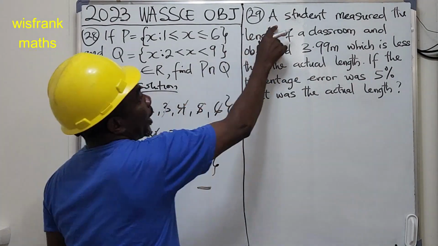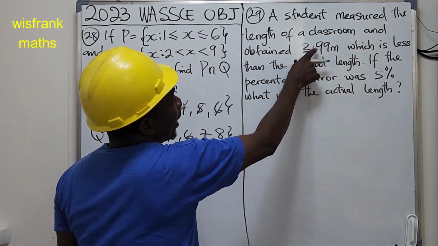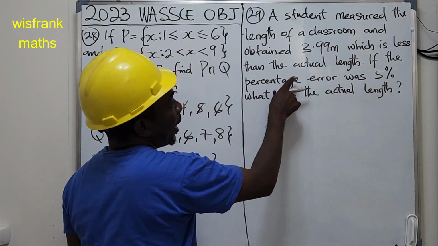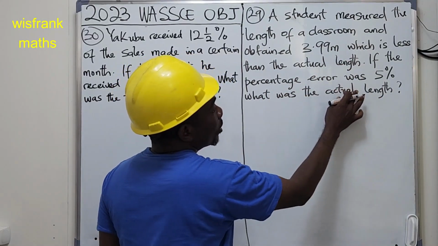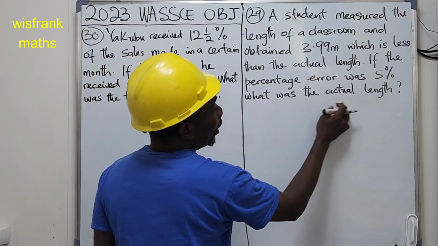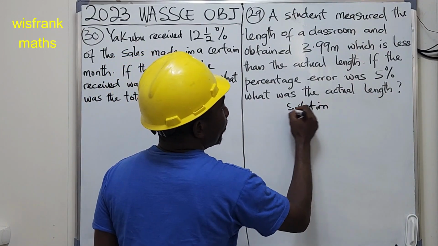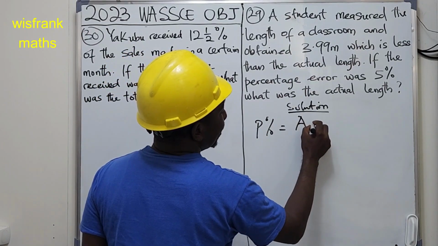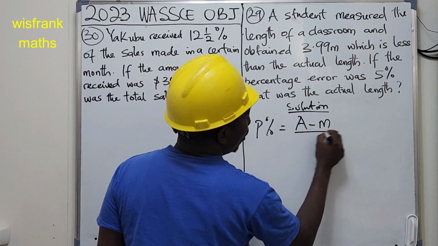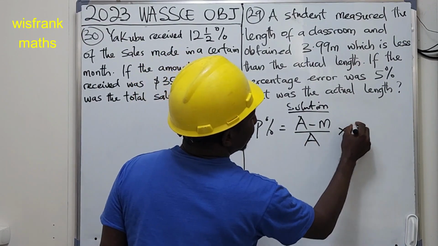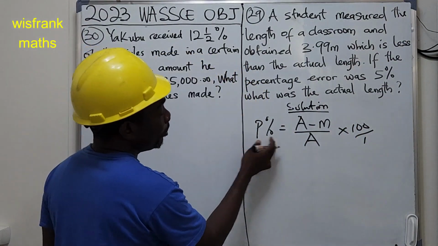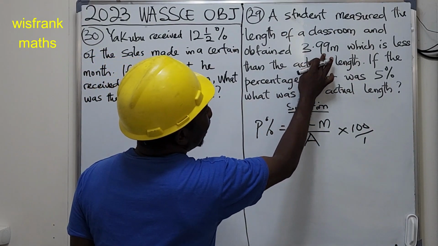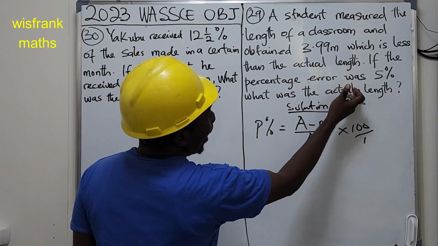We have 29. A student measures the length of a classroom and obtains 3.99 meters, which is less than the actual length. If the percentage error was 5%, what was the actual length? So we have the solution. Percentage error is always the actual measurement minus the measured value, all over the actual value, times 100 over 1. So this is the percentage error. We have the measured value as 3.99 meters, but the actual is what we are asked to find.